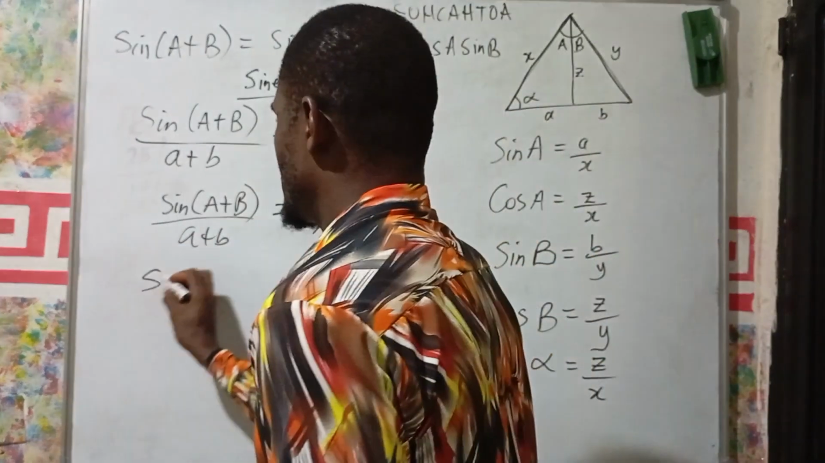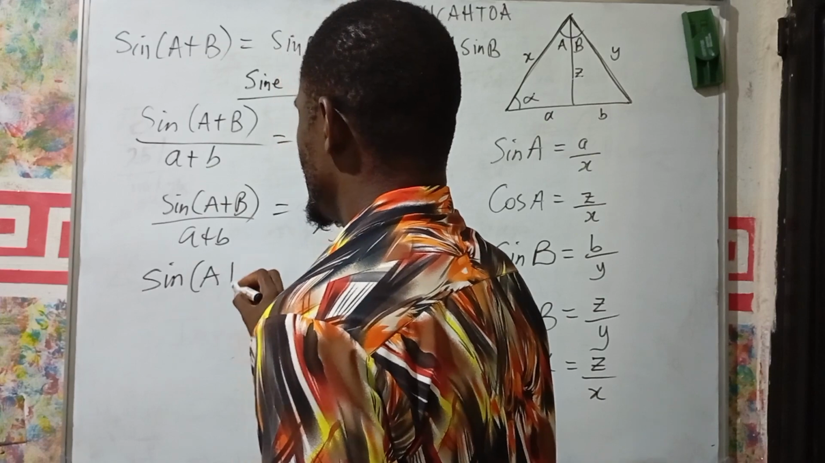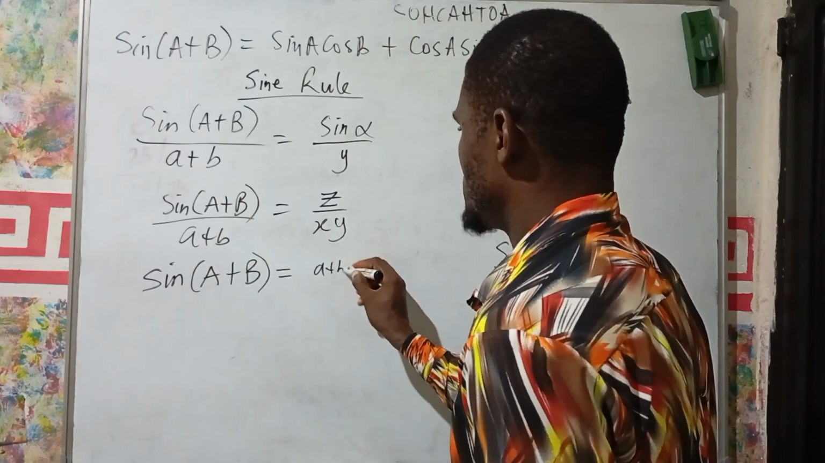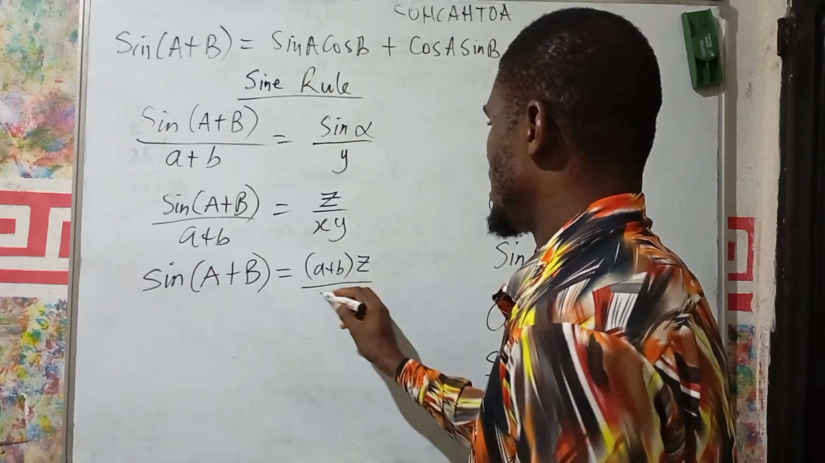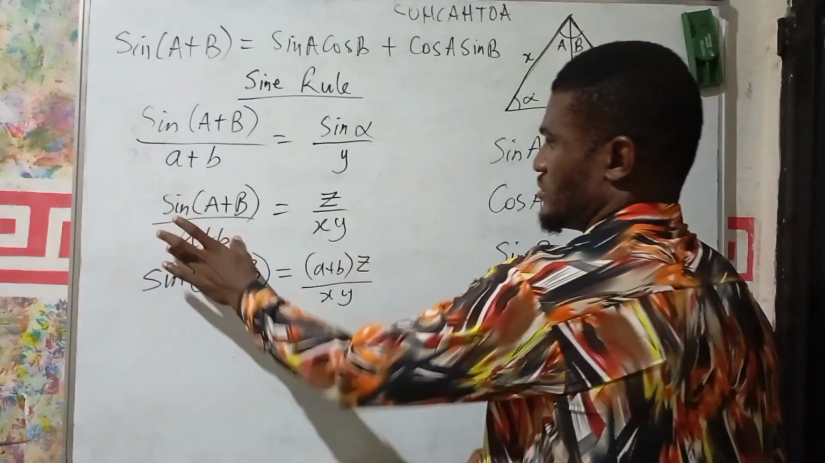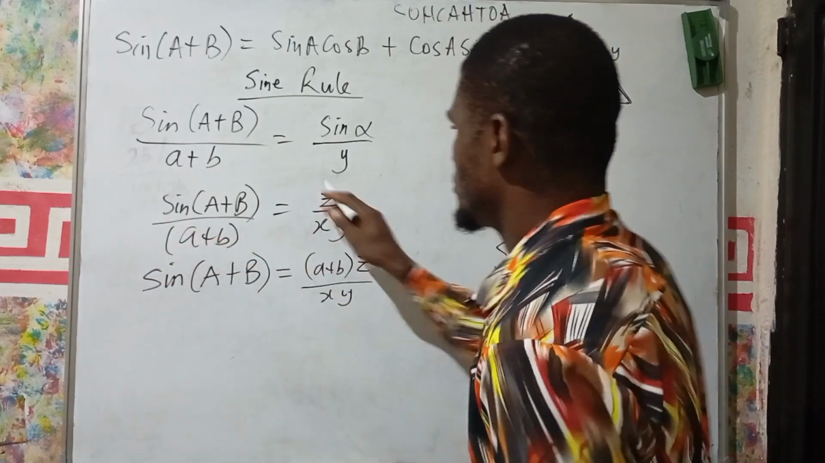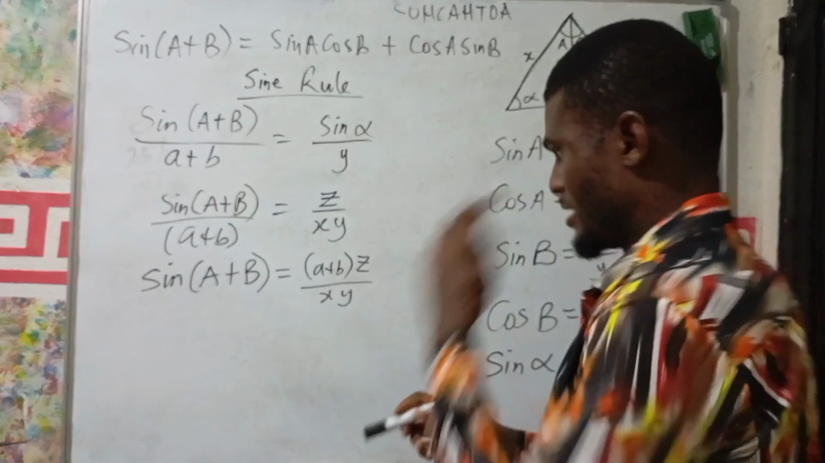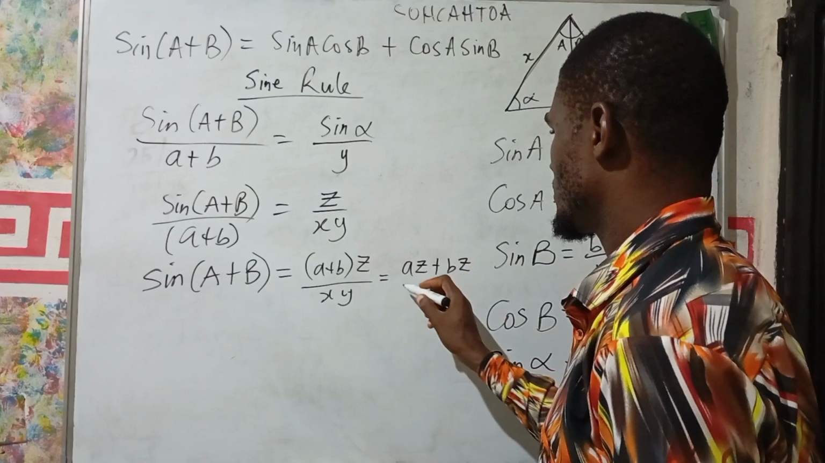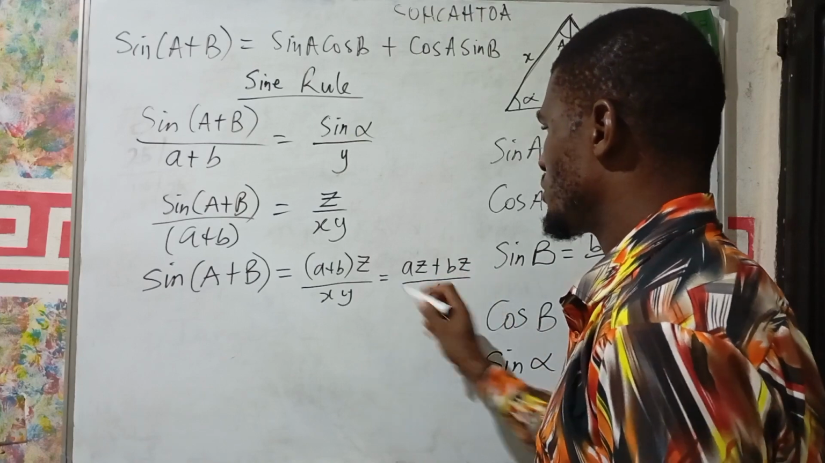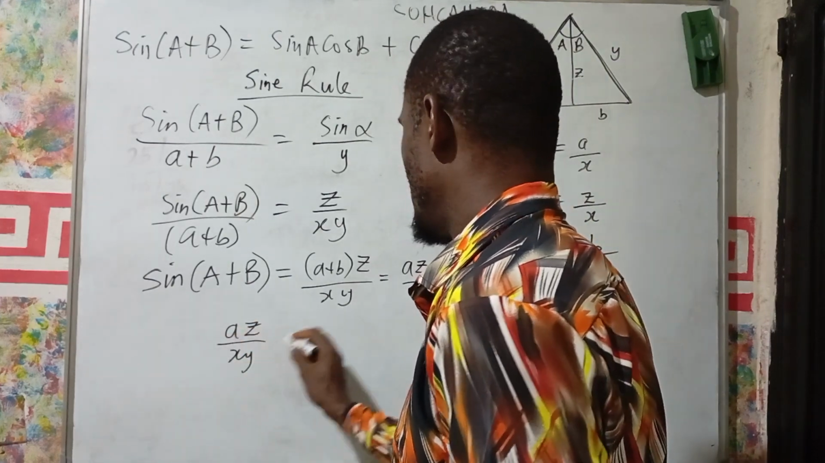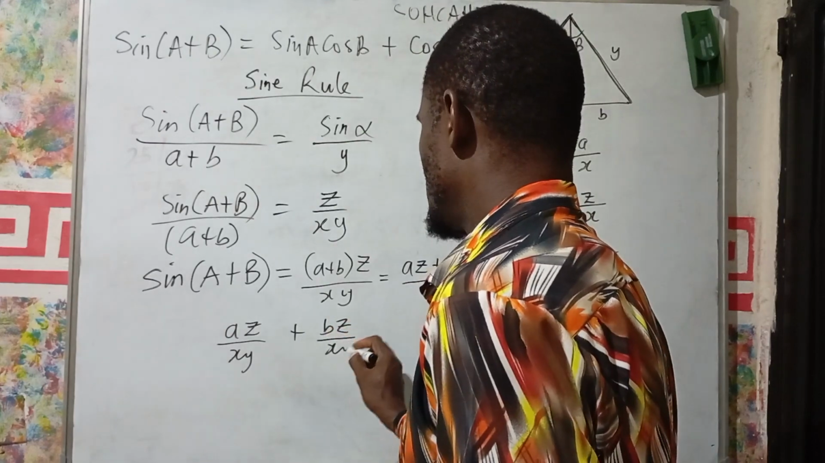Such that we can say that sine of (A + B) is equal to, we cross multiply a plus b to multiply with Z over XY. Now this crosses to this other side and multiplies with Z. Based on this, what we're going to have here will be aZ plus bZ over XY, which we can reduce into aZ over XY plus bZ over XY.